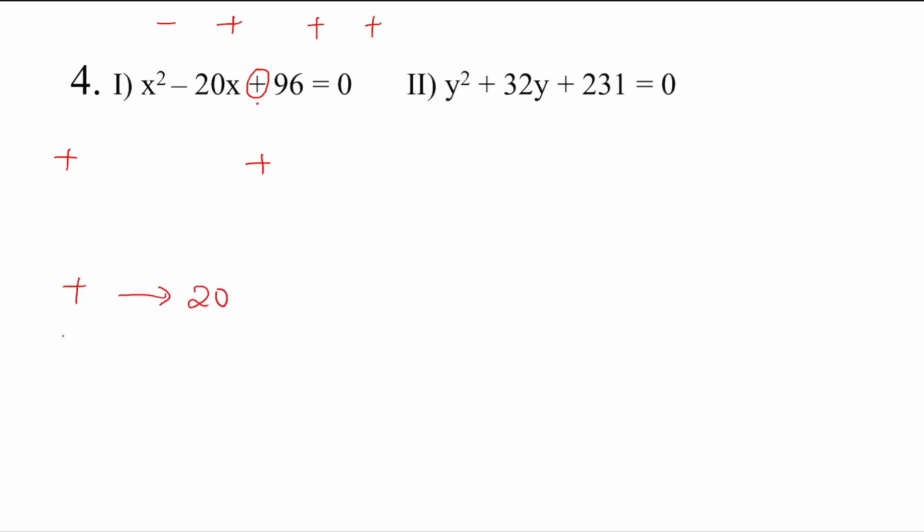So we have to get two roots such that if you add, you get 20, and if you multiply, you get 96. If you add you have to get the middle term, and if you multiply you should get the third term. So what are those two numbers?